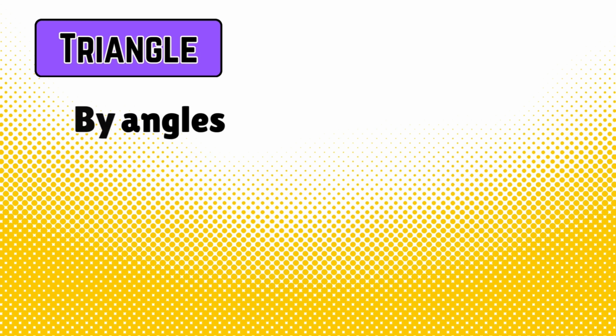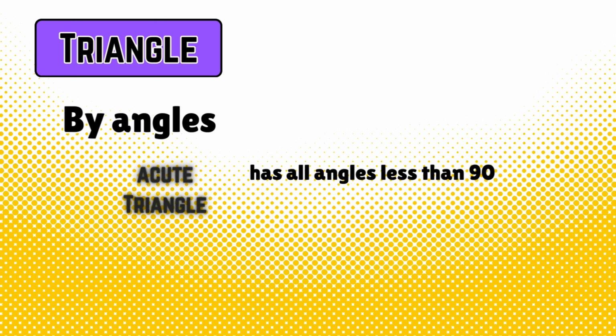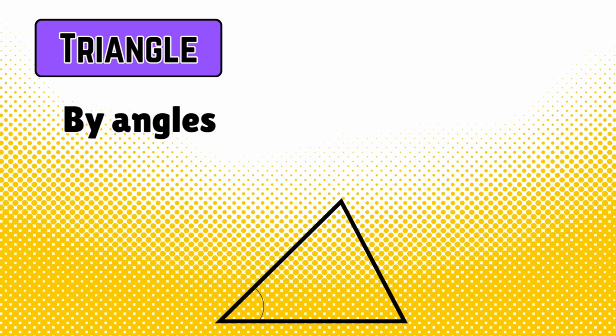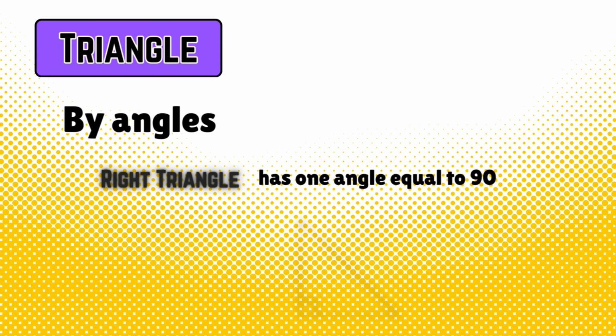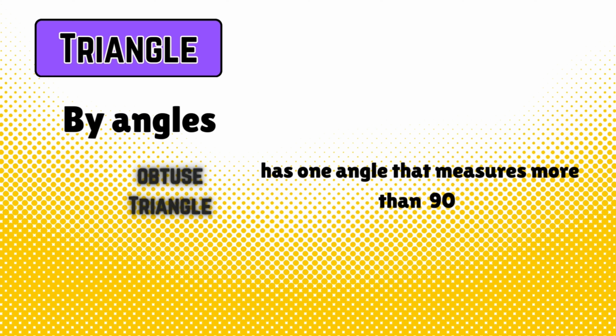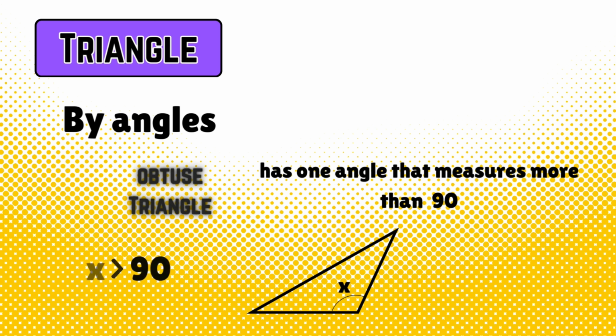Now we'll divide triangles by angles. Acute triangle, which has all angles less than 90. Right angle triangle has 1 angle equal to 90. At last, obtuse triangle, which has 1 angle that measures more than 90.